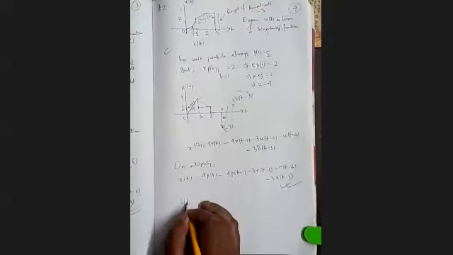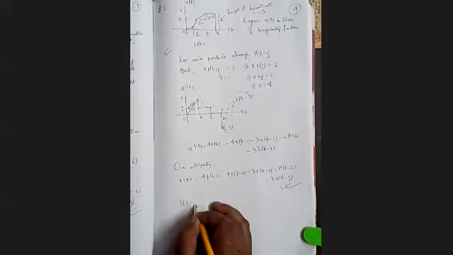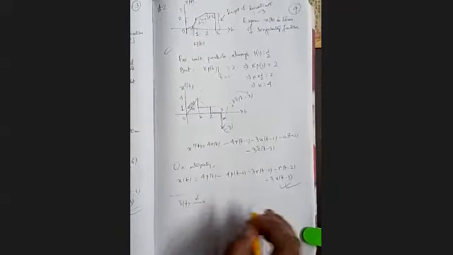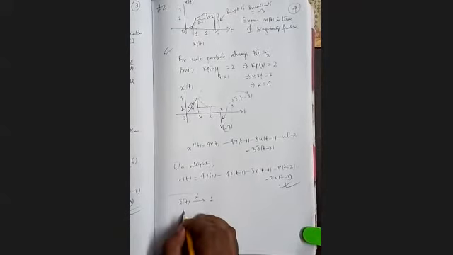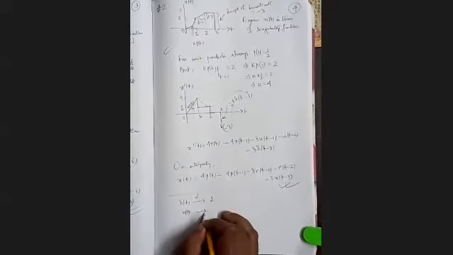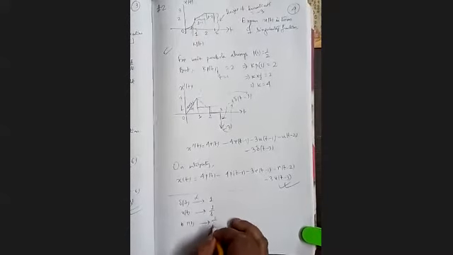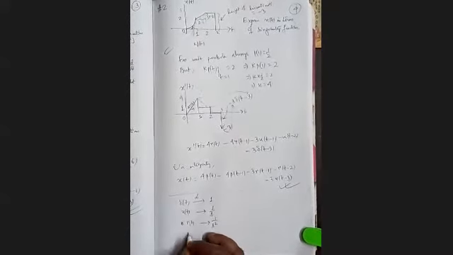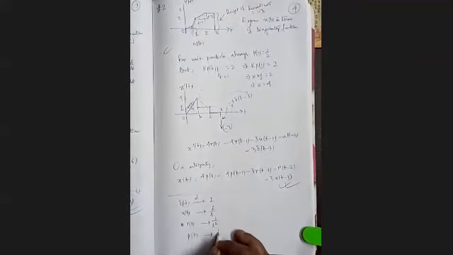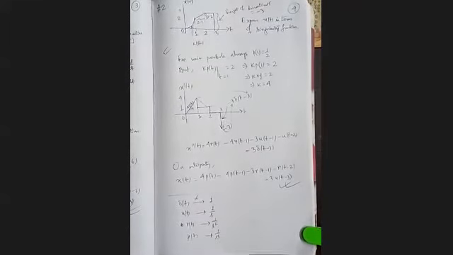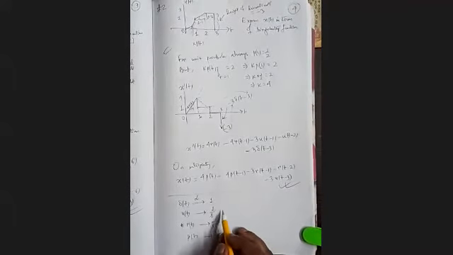Say delta t, when we apply Laplace transform, we get 1. For u(t), the Laplace transform is 1 by s. For r(t), it is 1 by s square. For p(t), it is 1 by s cube. So you see, in these cases we are always getting something by zero in the s domain.